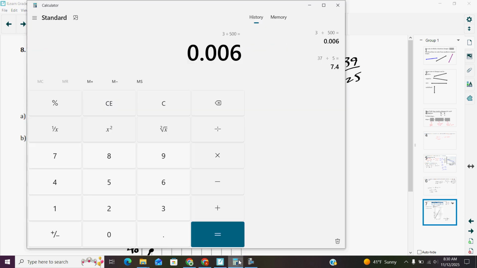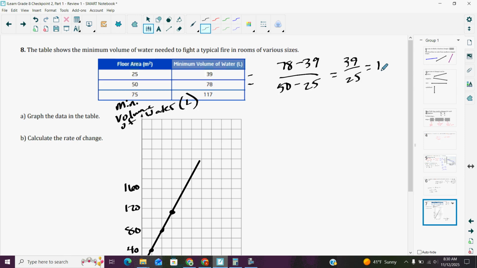Again, if it's asking you to write it as a decimal, we can use the calculator to do that. 1.56. This is telling us that the volume increases by 1.56 liters each square meter of flooring. Each square meter of flooring needs a minimum of 1.56 liters of water to put out the fire.